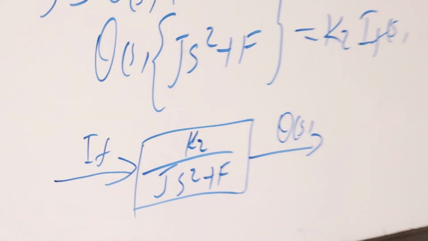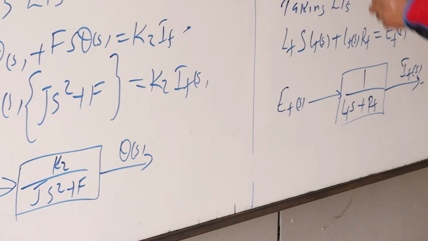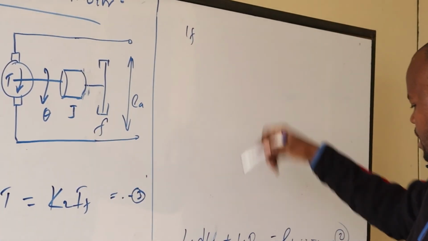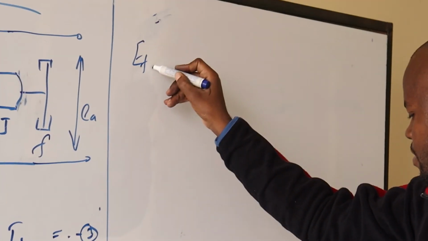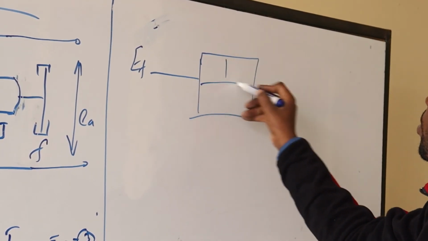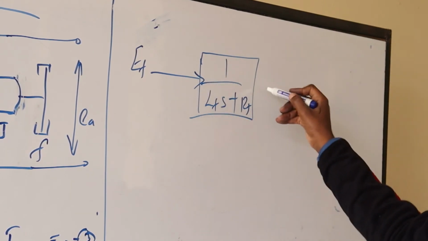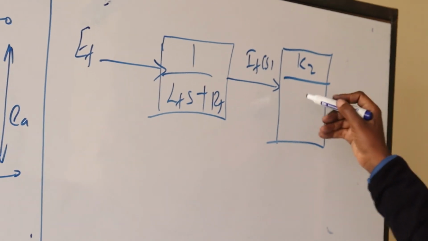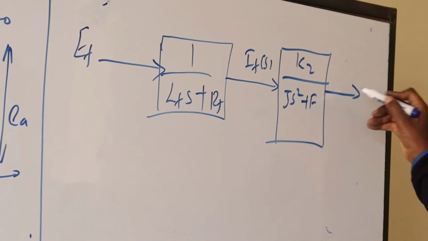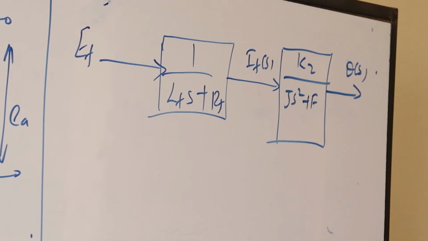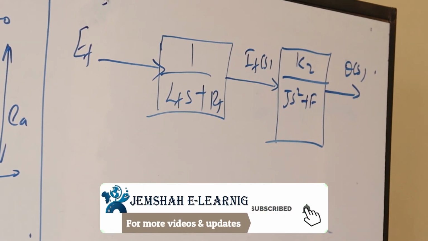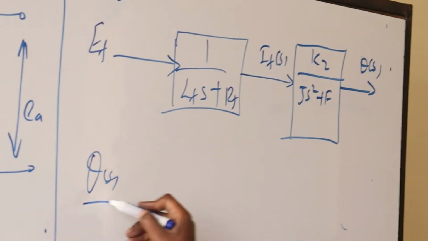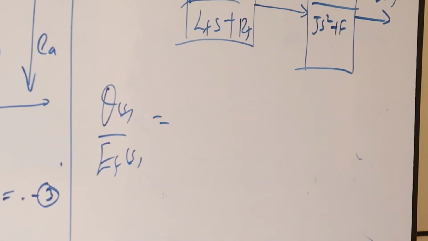And therefore, we combine the two block diagrams to get the overall transfer function. E_f goes into the block 1 all over L_f S plus R_f, and the output for that is I_f(S). Then it gets into K2 all over J S squared plus F, and we have the output theta(S). That is the overall block diagram, with two blocks in series, so you just multiply the two of them to get the system transfer function, theta(S) over E_f(S), which is simply going to be K2.